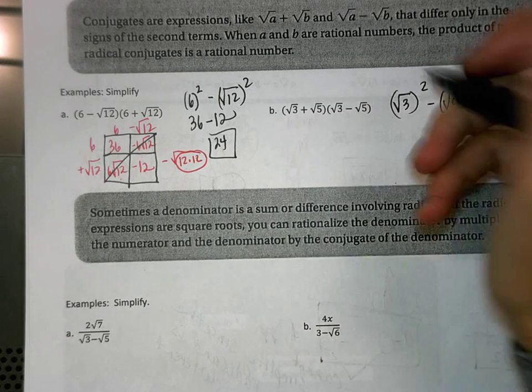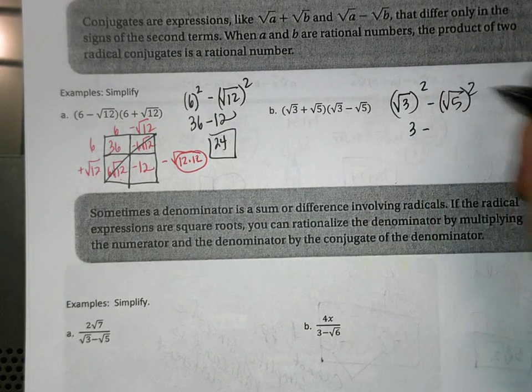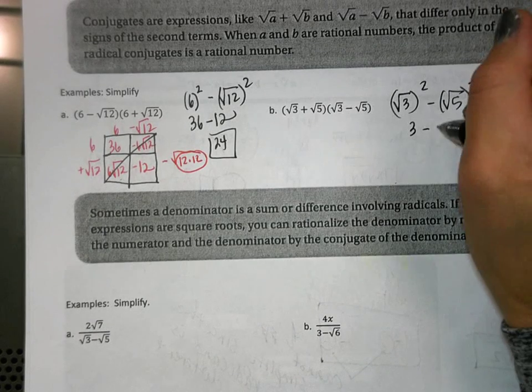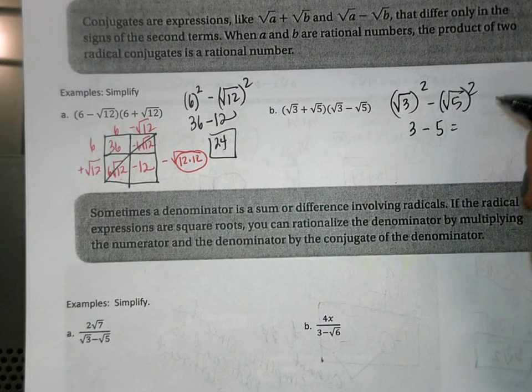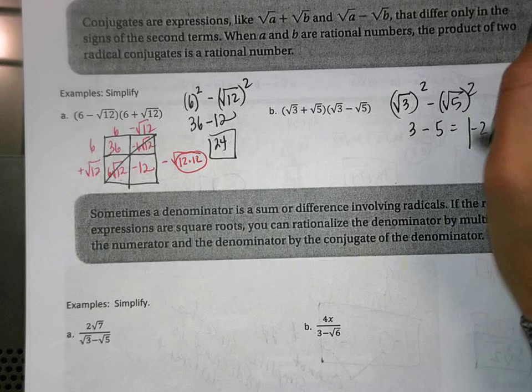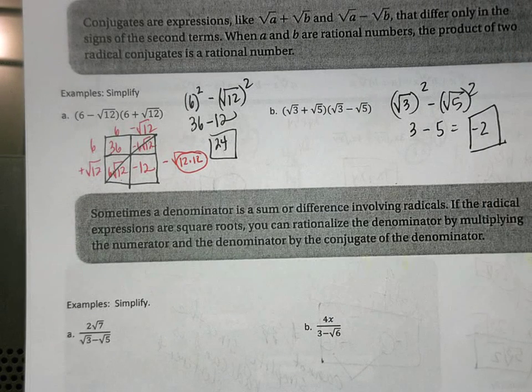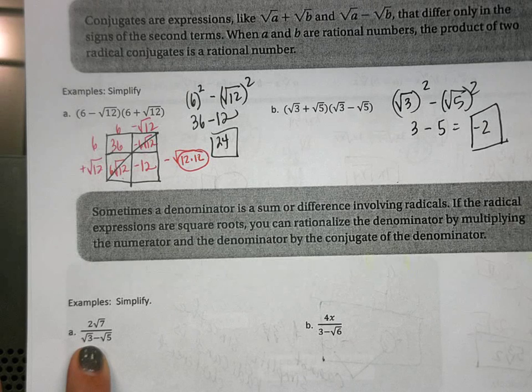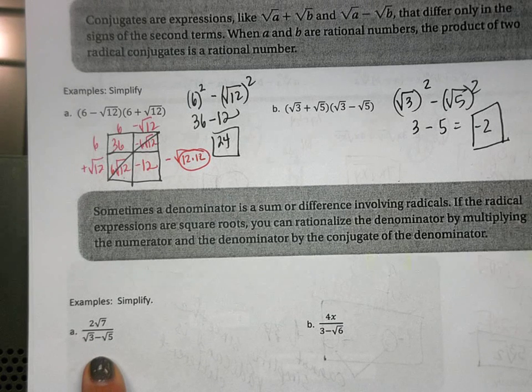3 minus, and what's root 5 squared? 5. And 3 minus 5 is negative 2. And if you were to do your box method, you would get the same answer. So the conjugate is the way we get rid of roots in the denominator if you're adding or subtracting anything. Notice here at the bottom, the only way to get rid of these roots in the denominator would be to multiply by the conjugate.